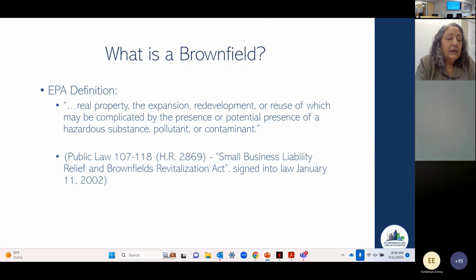The interesting thing to me has always been that in EPA's definition of a brownfield, it is the presence or potential presence of a hazardous substance. Therefore, you don't need to know that a property is contaminated in order to qualify for brownfields technical assistance and funding.